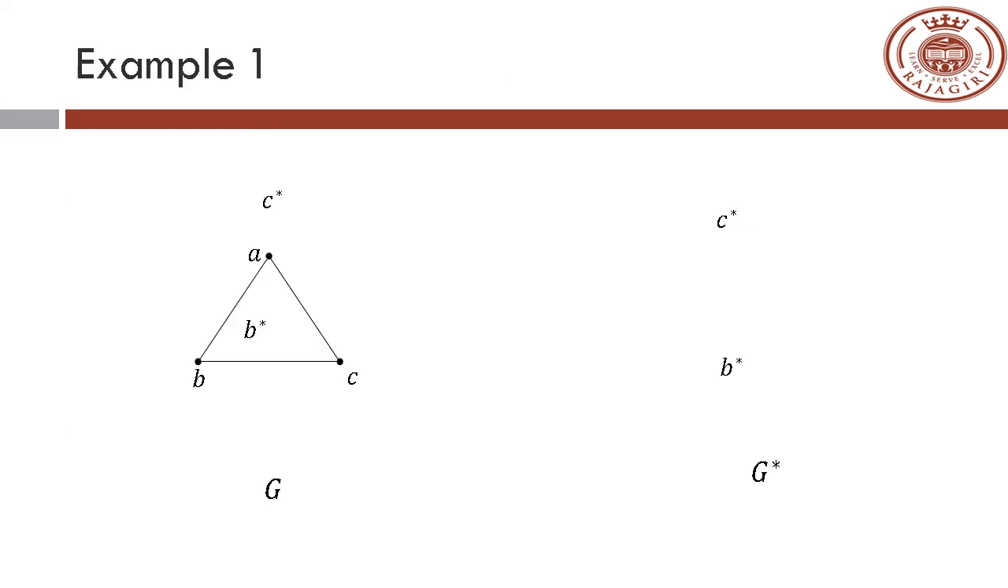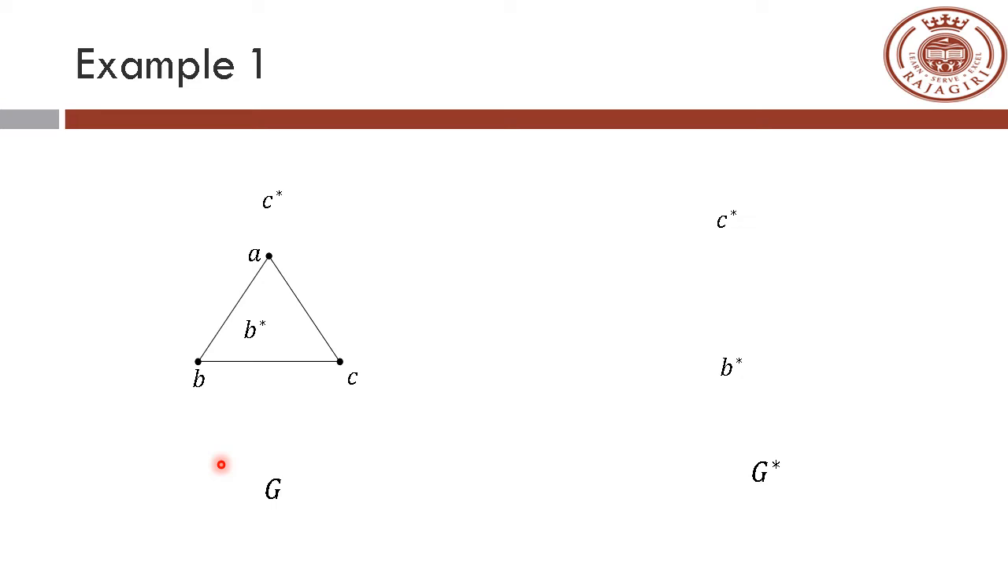Construction of a dual graph can be explained with an example. Consider a complete graph K3 with 3 vertices. Here you have a graph with 3 vertices A, B and C. In this planar graph, you have two faces: one the interior face and the second the exterior face. The dual graph of a plane graph G has a vertex for each face of G. The interior face is denoted by the vertex B star and the exterior face is denoted by C star.